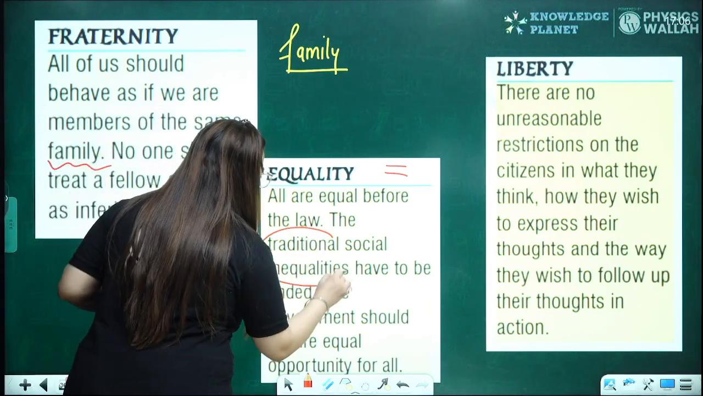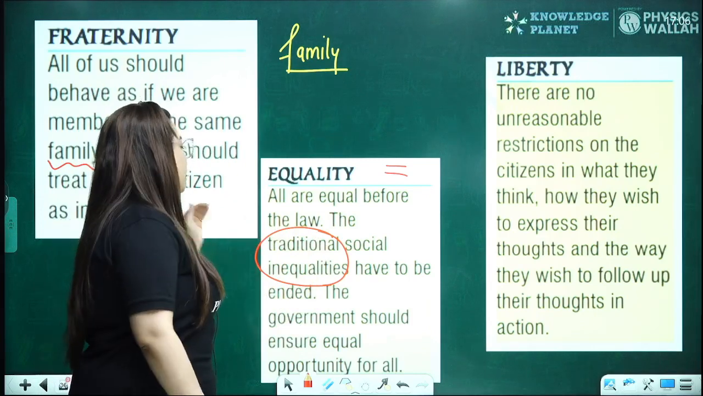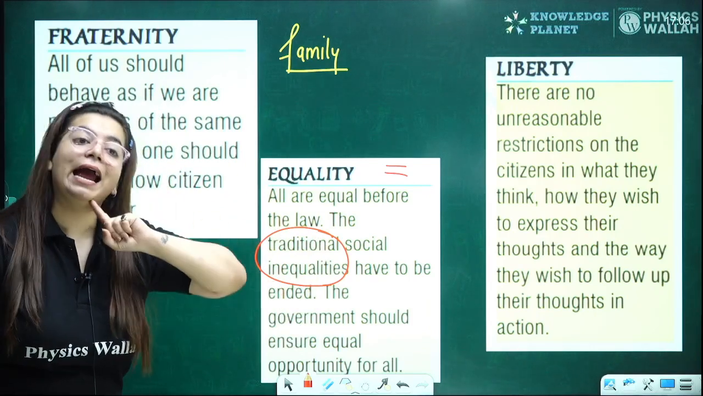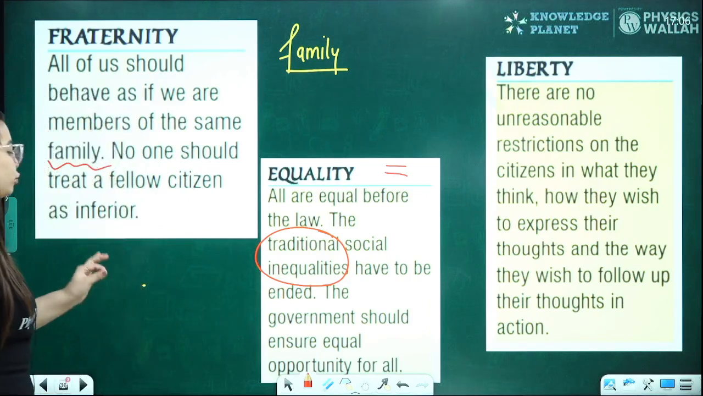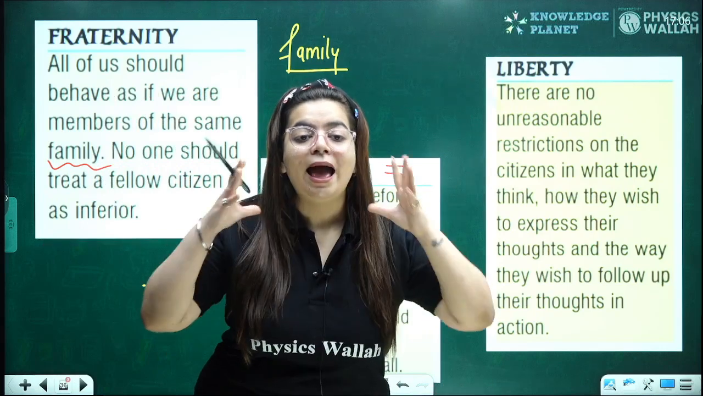Whatever traditional inequalities were there in the caste system which had happened in India, that has to be reduced. That had to be not reduced, ended. Okay, the government should ensure equality and opportunity for everyone. Opportunity should be given to everyone.